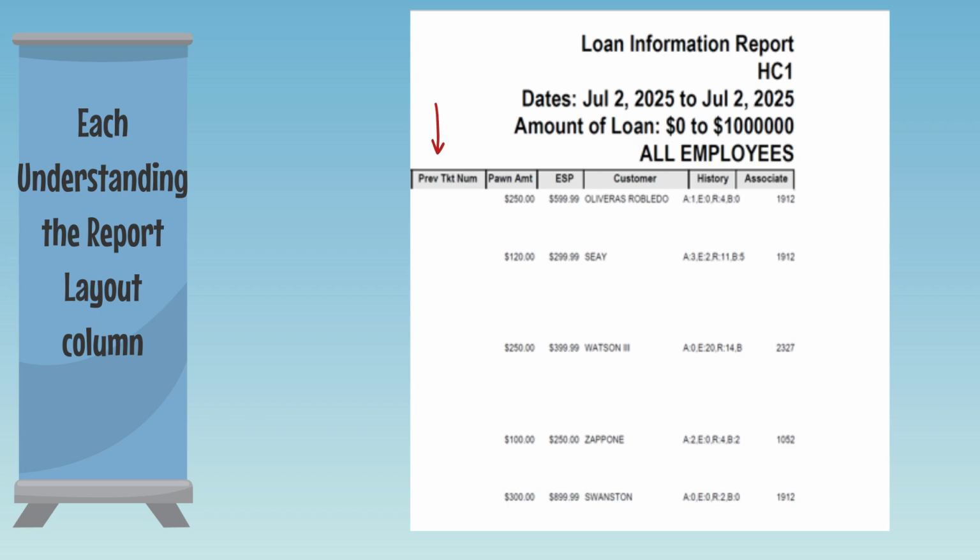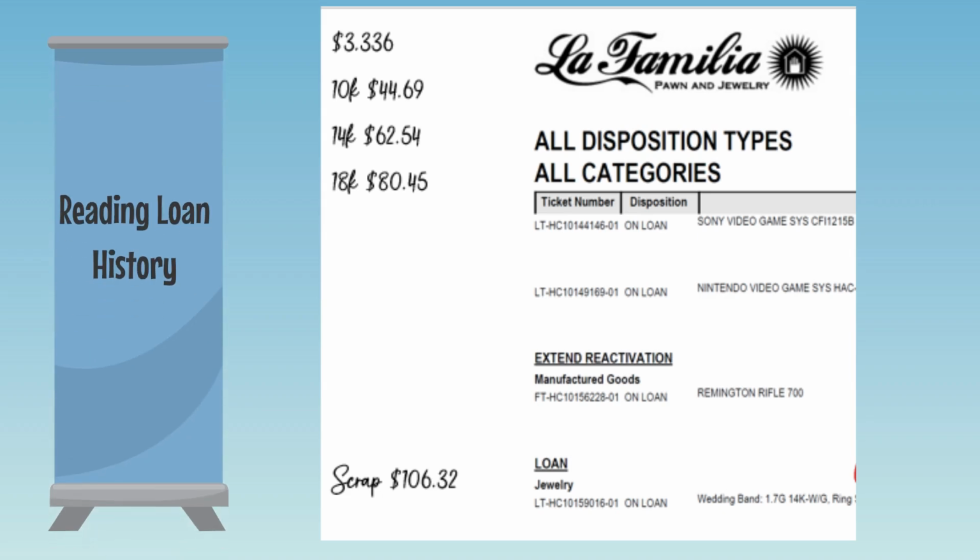You have the previous ticket number. If the item was renewed, it'll show the old ticket number. You have the pawn amount, the amount we loaned or bought the item for. You have the ESP, the estimated sales price, what we think the item will sell for if not redeemed. We have the customer who completed the transaction. We have the history, which gives us the customer's loan record. And we have the associate, the SLA or SA who wrote the loan or the buy. So once we understand what each column means, you'll be able to walk through the report confidently and spot where to focus your attention. Now let's look at the first example.